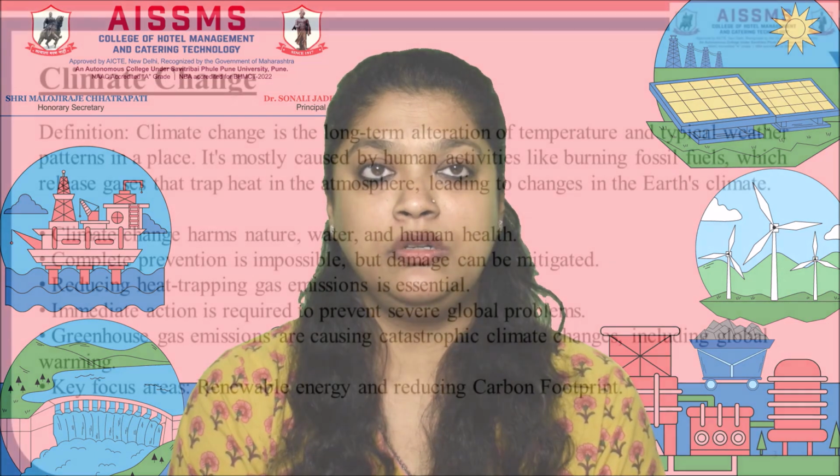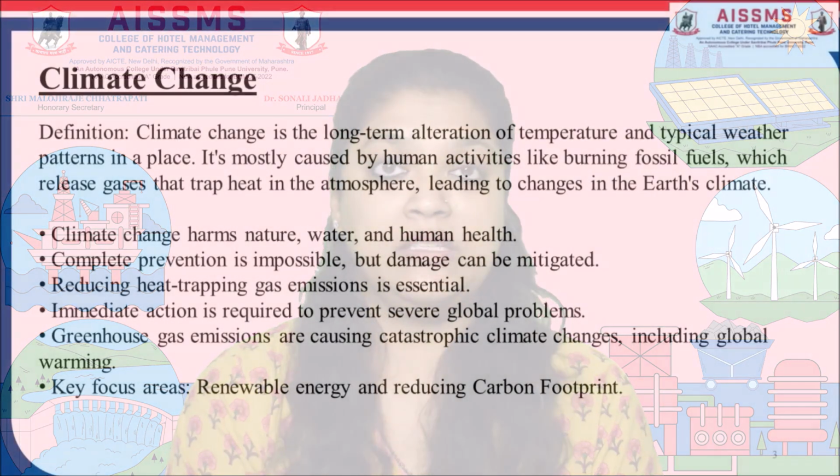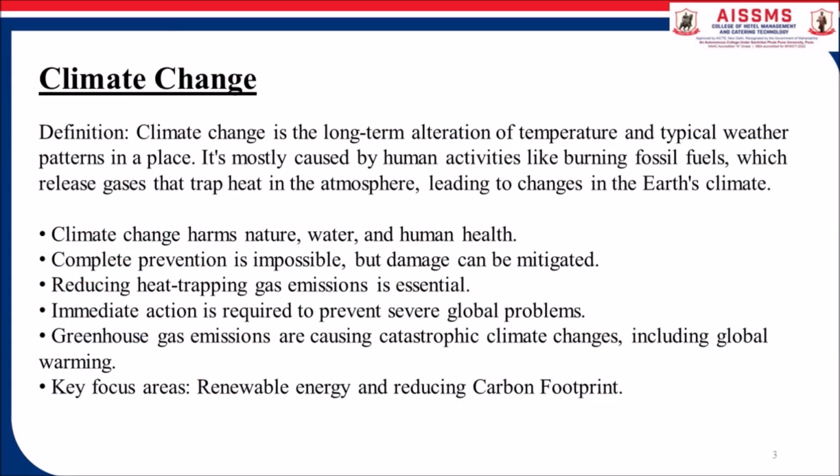Climate change is essentially a long-term alteration of temperature and typical weather patterns in a place. It's mostly caused by human activities like burning fossil fuels, which release gases that trap heat in the atmosphere, leading to changes in the Earth's climate. Climate change is starting to harm nature, water, and people's health. We can't stop it completely, but we can lessen the damage by cutting down on gases that trap heat in the air. But we need to act fast to avoid big problems worldwide.